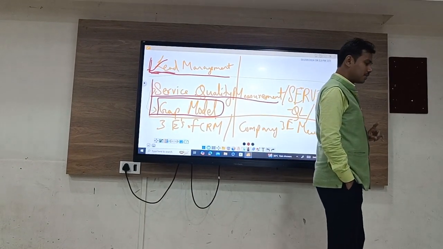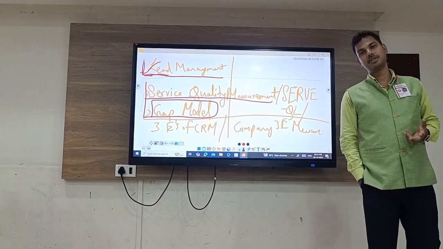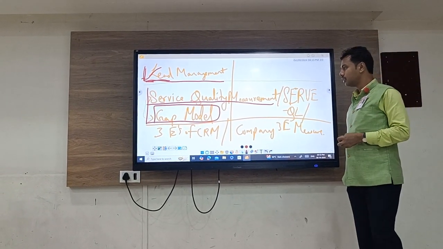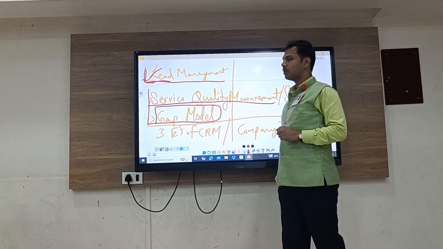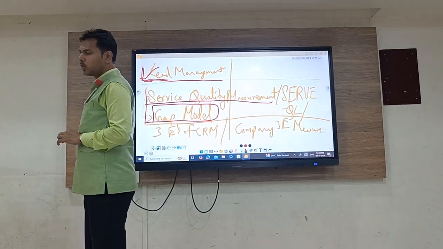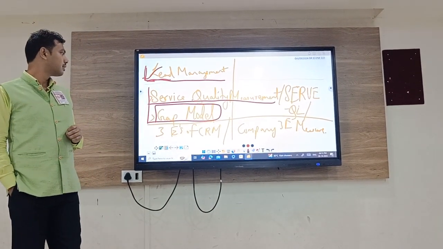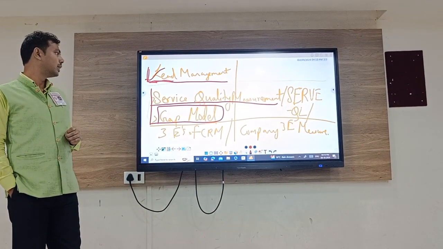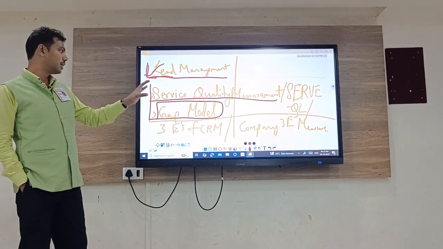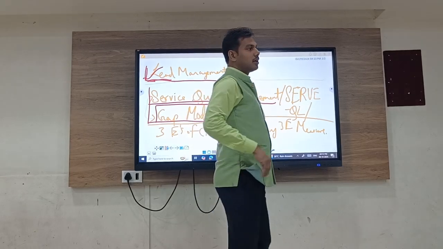One concept, three different names. You might have learned this in management: the Servqual model, the Gap model, the Service Quality model. What is the Servqual model? What is the Gap model? What is the Service Quality model? It is service quality measurement, basically.